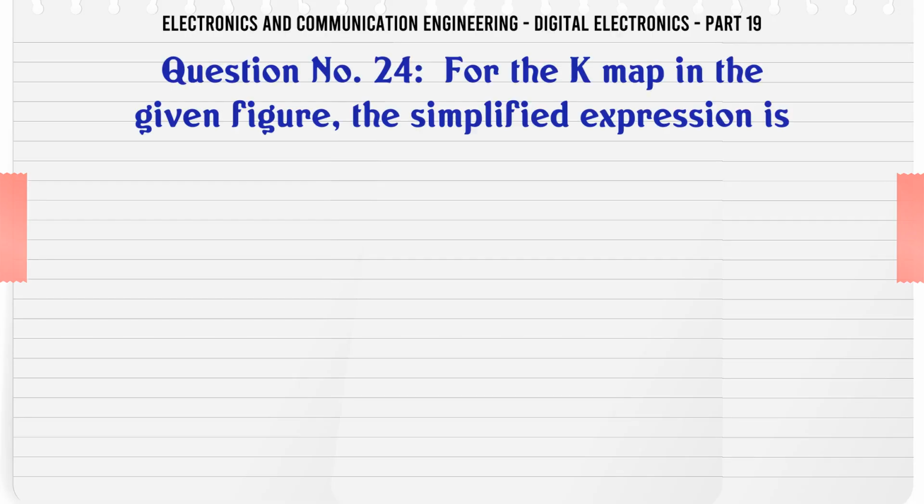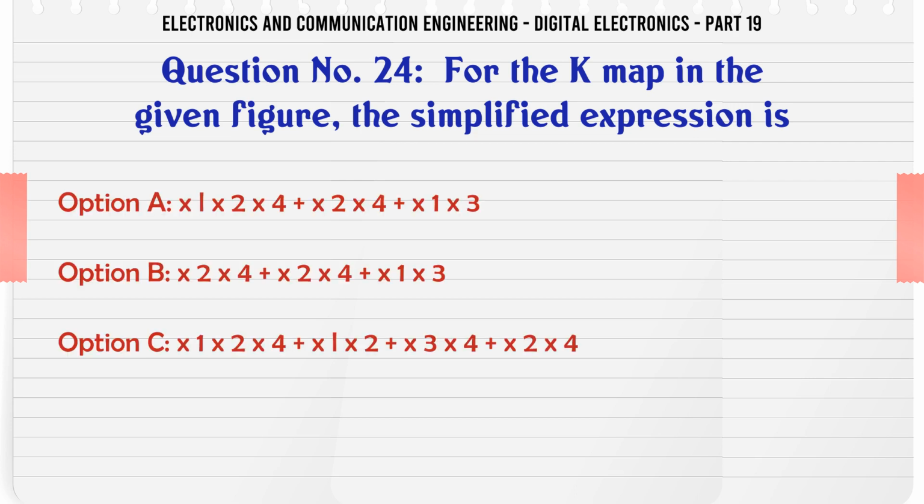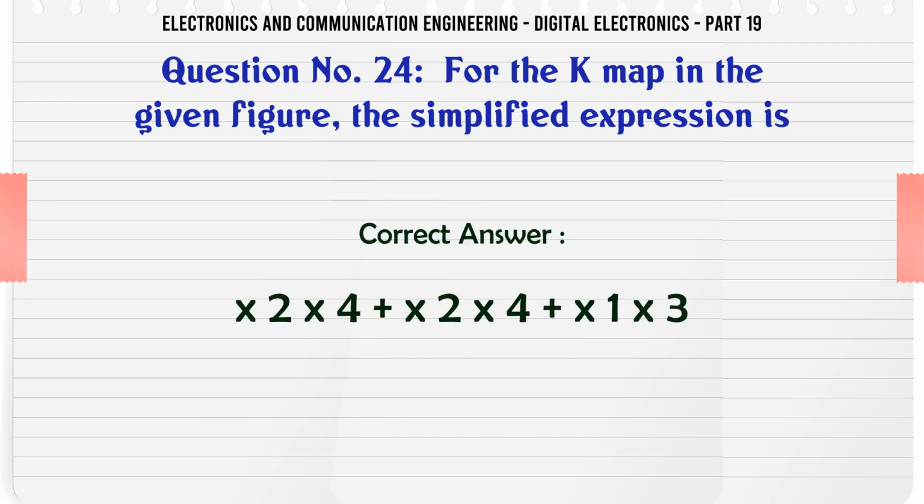For the K-map in the given figure, the simplified expression is: A. x1 x2 x4 + x2 x4 + x1 x3, B. x2 x4 + x2 x4 + x1 x3, C. x1 x2 x4 + x1 x2 x3 x4 + x2 x4, D. x1 x2 + x2 x3 + x3 x4. The correct answer is x2 x4 + x2 x4 + x1 x3.